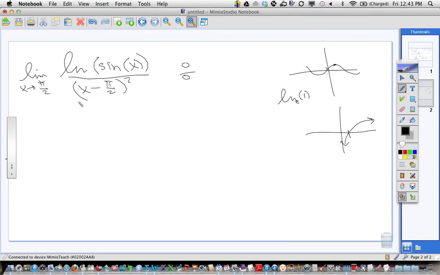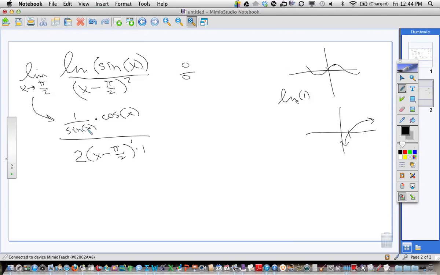So the derivative of the top is what? 1 over sine times cosine. That's the top. The bottom, 2, leave the inside alone, and the derivative of the inside is just 1. Okay? So now we plug in again.